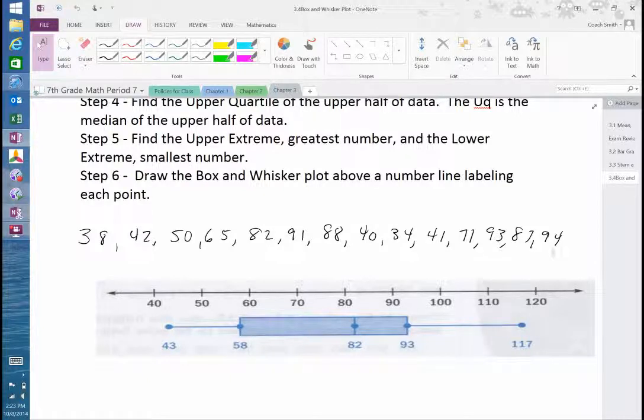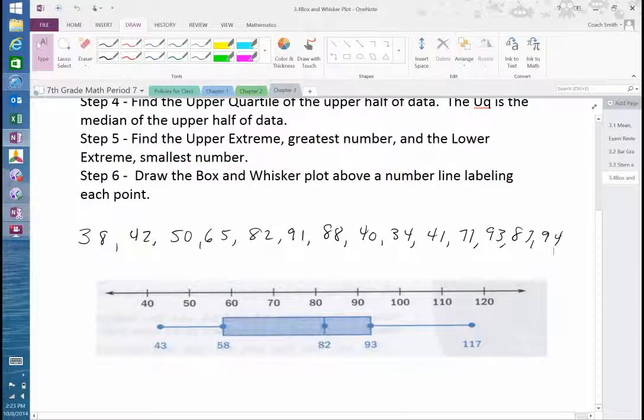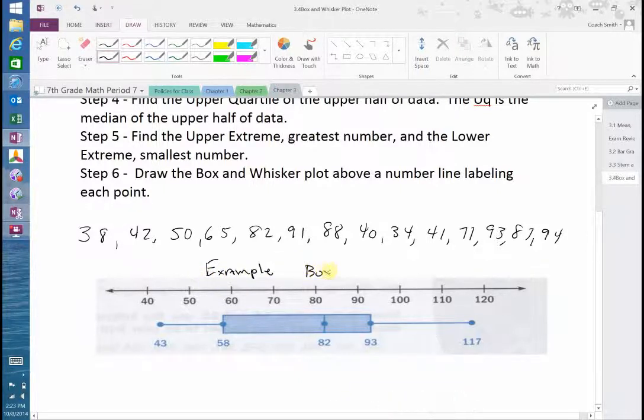That is basically what a box and whisker plot looks like. This is an example of a box and whisker plot.